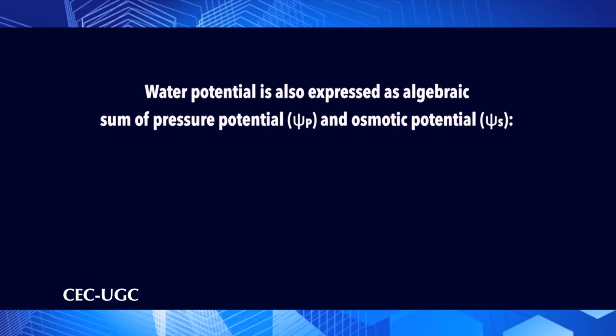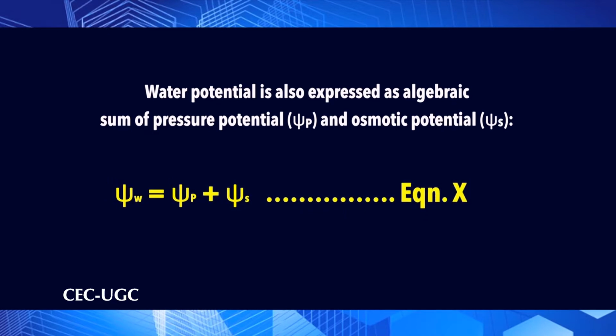Water potential is also expressed as the algebraic sum of pressure potential and osmotic potential. Mathematically, we can write it like this: ψW is equal to ψP plus ψS, where ψW indicates the water potential, ψP indicates the pressure potential, and ψS indicates the solute potential.